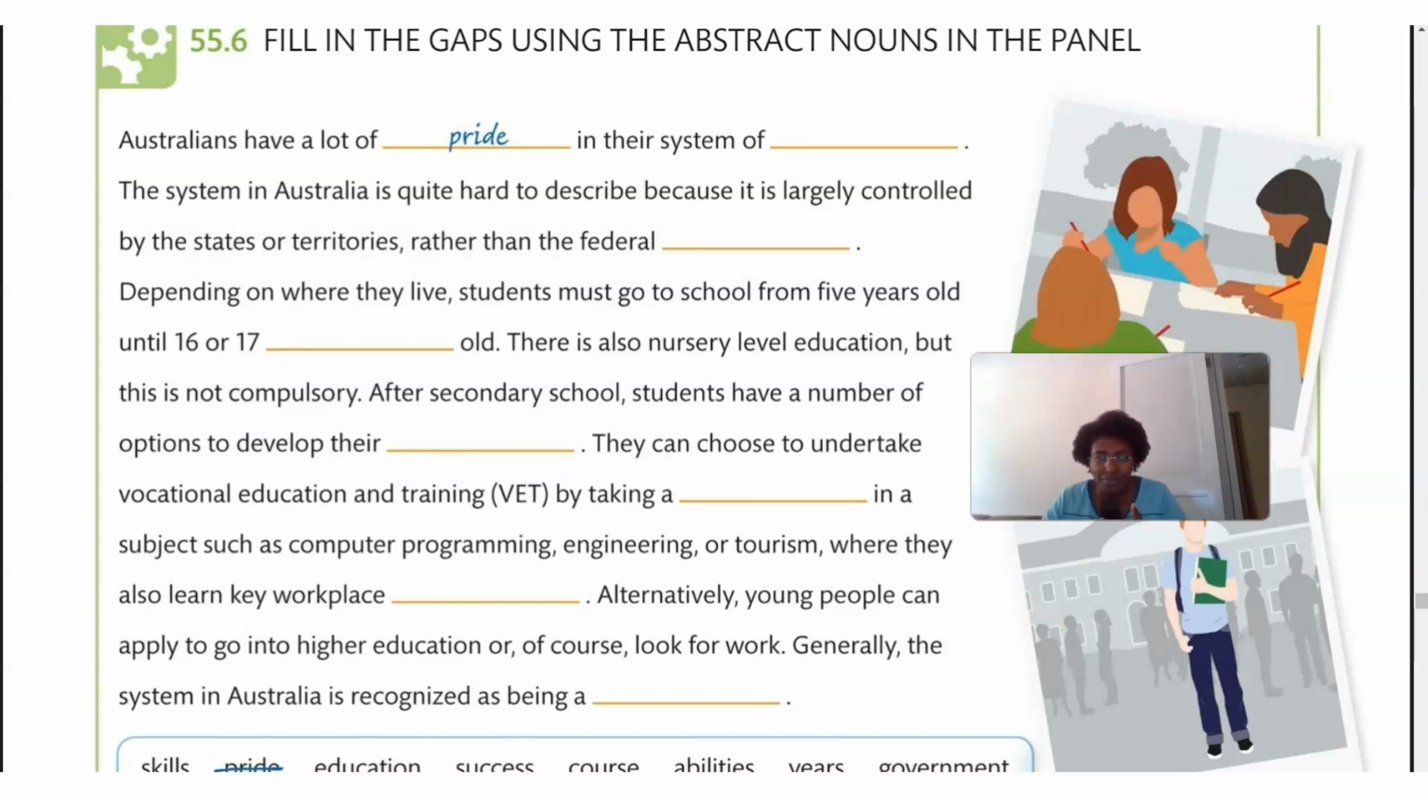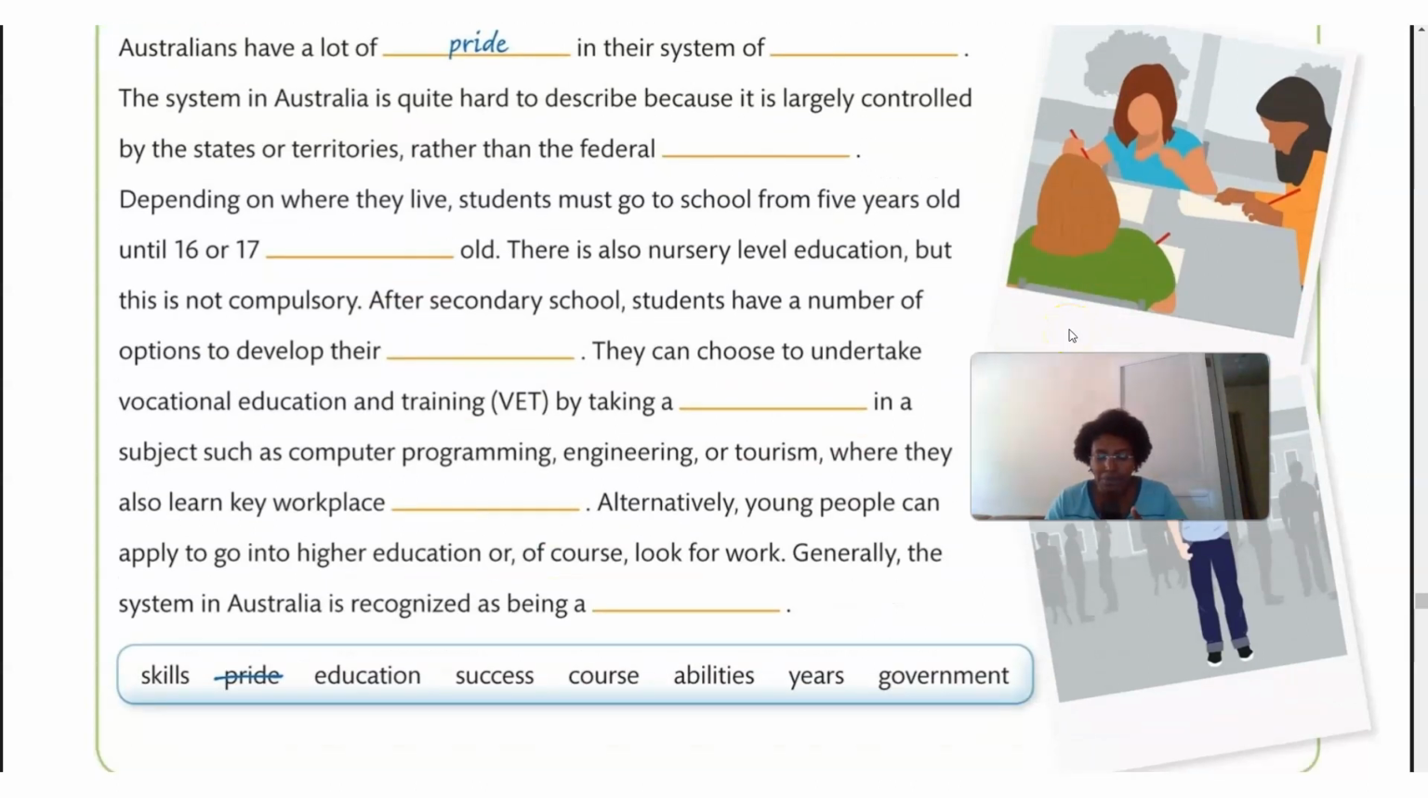All right. So the first one is done for us. Australians have a lot of pride in their system of education. Okay, let's pull it up and continue. The system in Australia is quite hard to describe because it is largely controlled by the states or territories rather than the federal government. Depending on where they live, students must go to school from 5 years old until 16 or 17 years old. There is also nursery level education, but this is not compulsory.